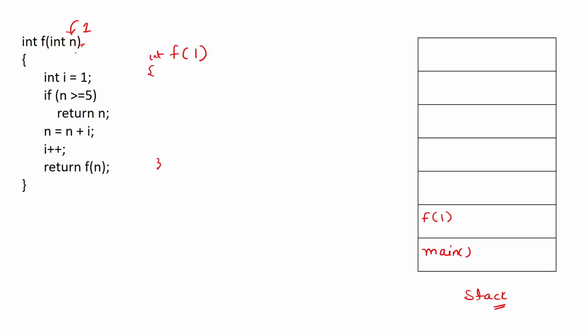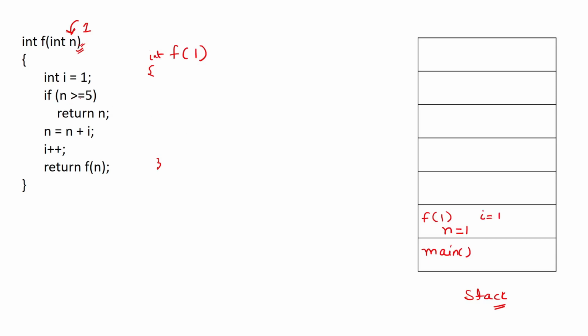Now this n is 1. So we will keep n equal to 1. This n is a local variable of this call, okay. Now the first line is I equal to 1. So we will keep I equal to 1 also here.